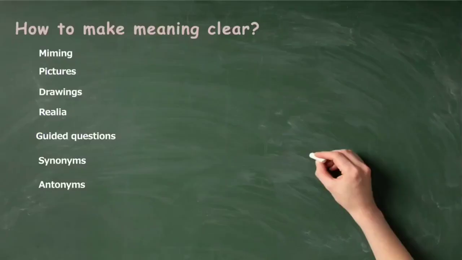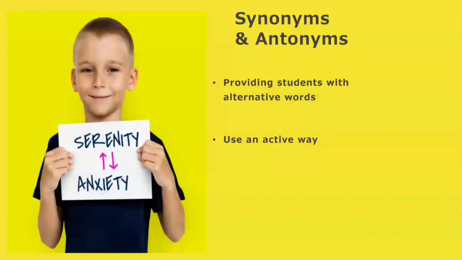Number 6 and 7, synonyms and antonyms. When you use synonyms and antonyms, you provide students with alternative words that have similar or opposite meanings. Learners will remember the word easily by their synonyms and antonyms. Don't just mention the synonym and antonym, but also use an active way. You can mix synonyms and antonyms with other ways to elicit the vocabulary.